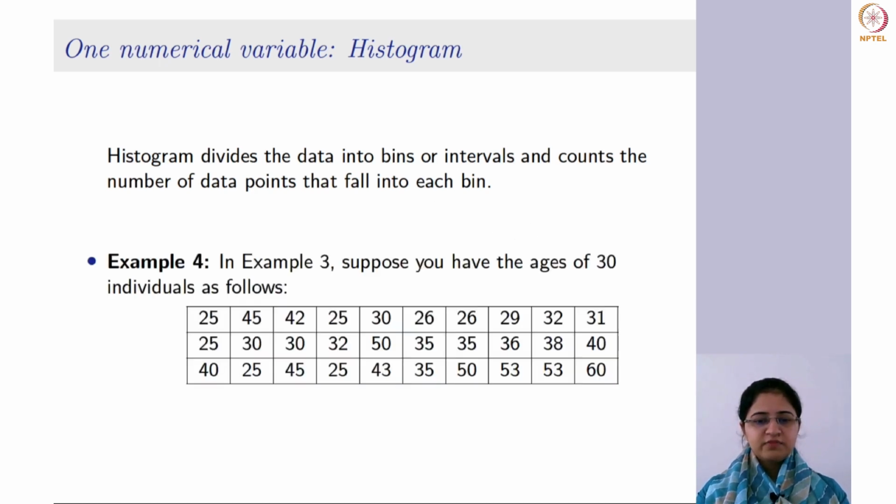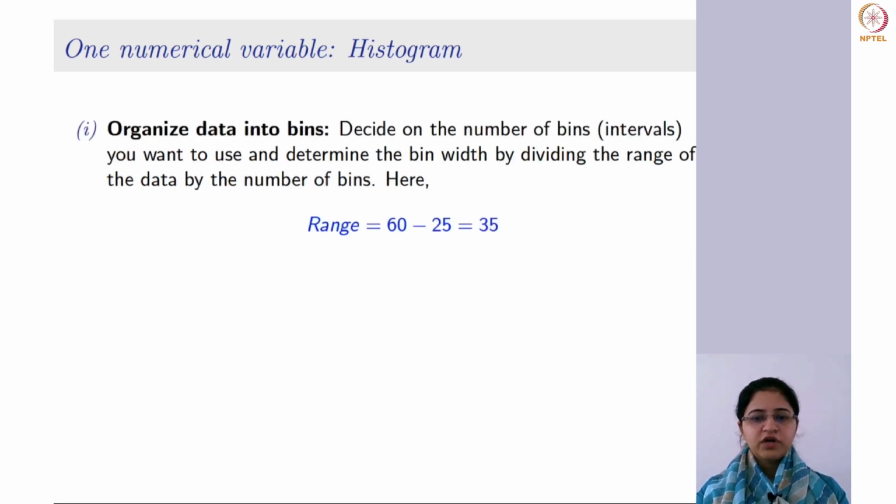So if you consider the same example of ages, but you add some more ages, suppose now you have data for the ages of 30 individuals or maybe more than that. If you want to draw a histogram in this case, first of all, we need to organize the data into bins.